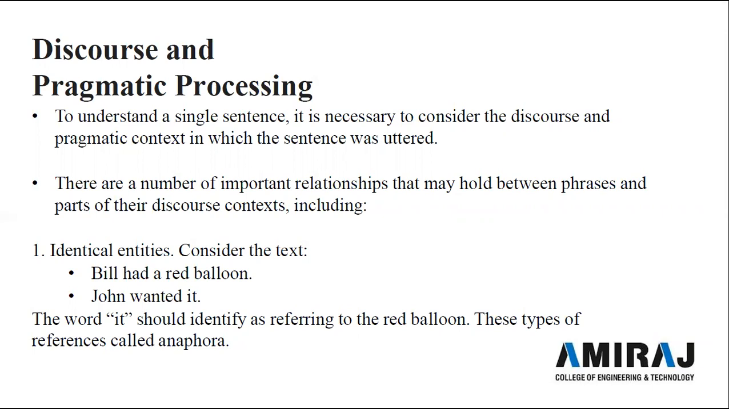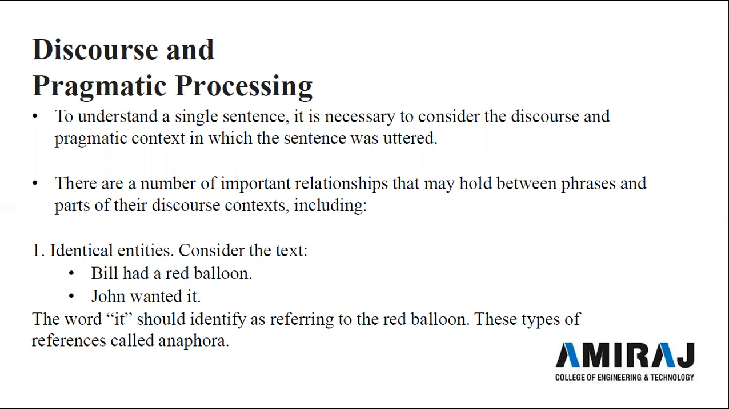So let's take the first one, identical entities, right? Let's consider two sentences. Bill had a red balloon and John wanted it. So what if I say only one sentence, John wanted it? What do you mean by that? What do you understand by it? So there is nothing. What is the meaning of it here in the second sentence?